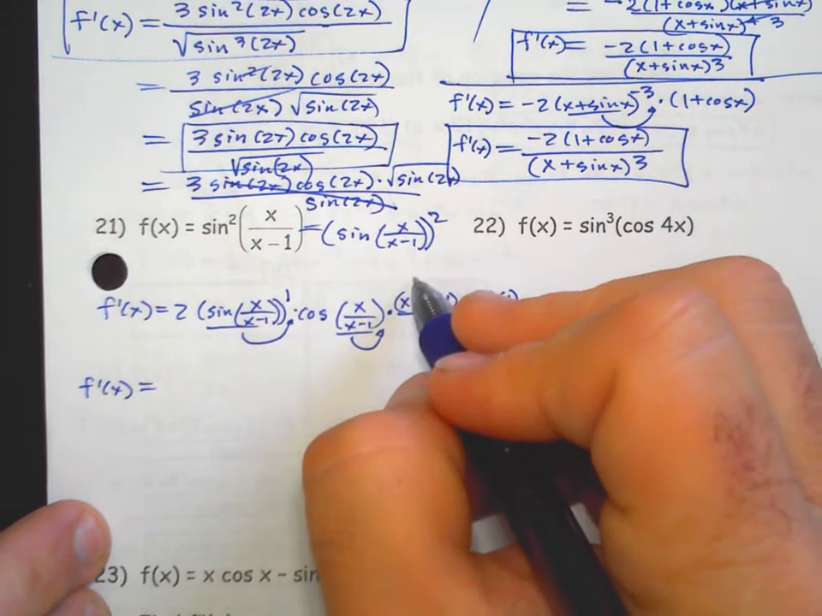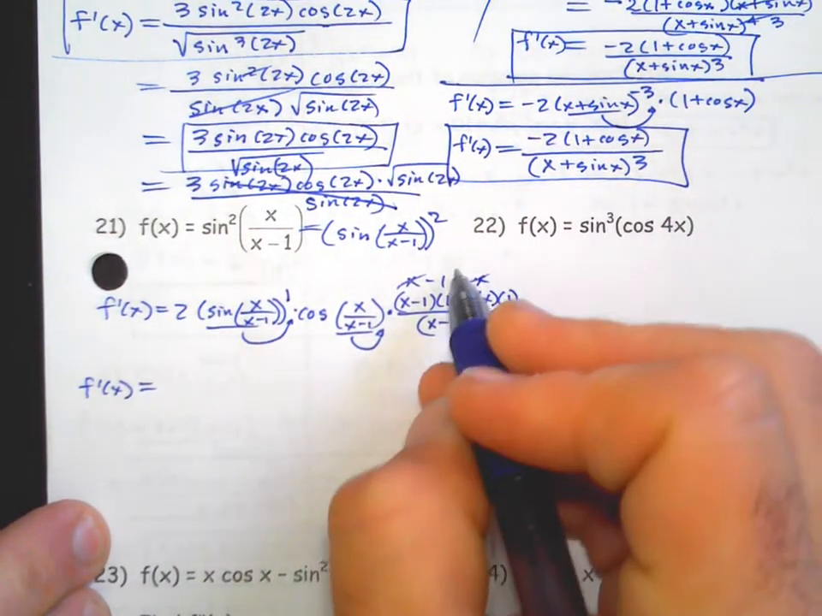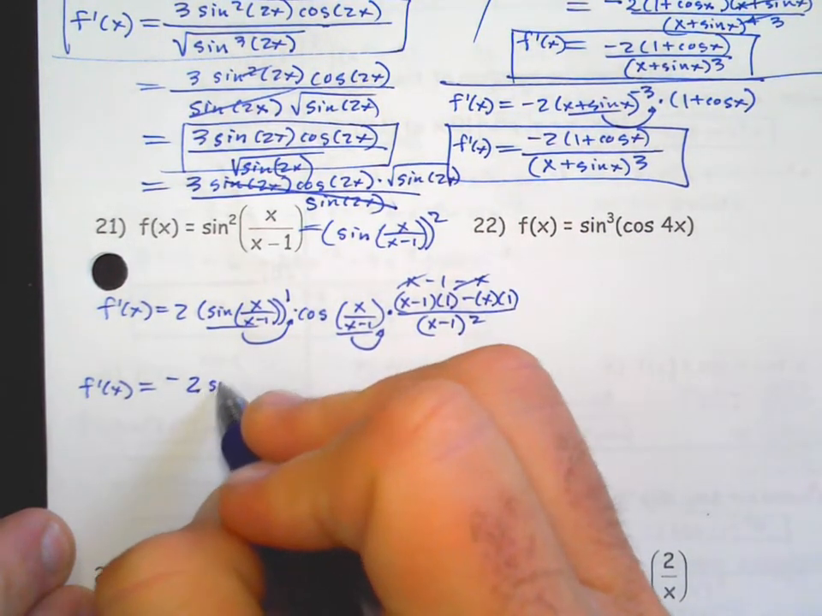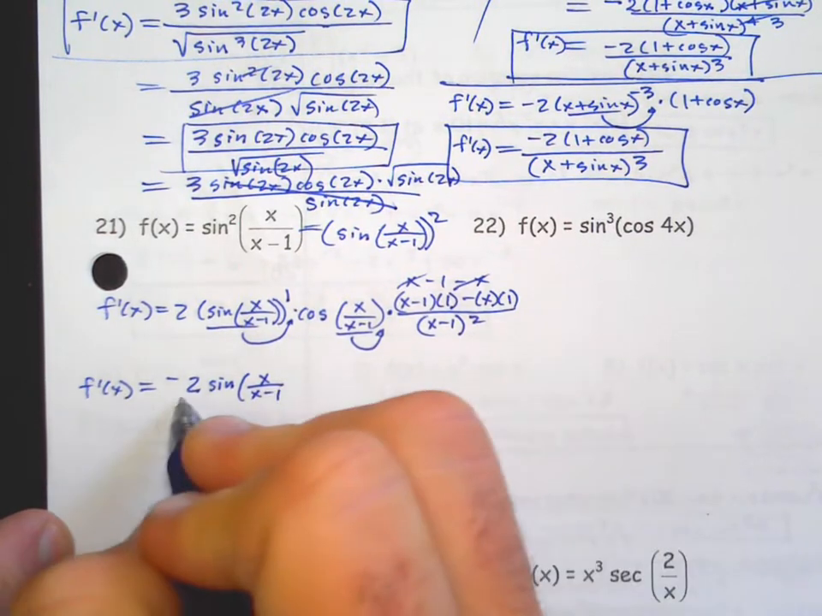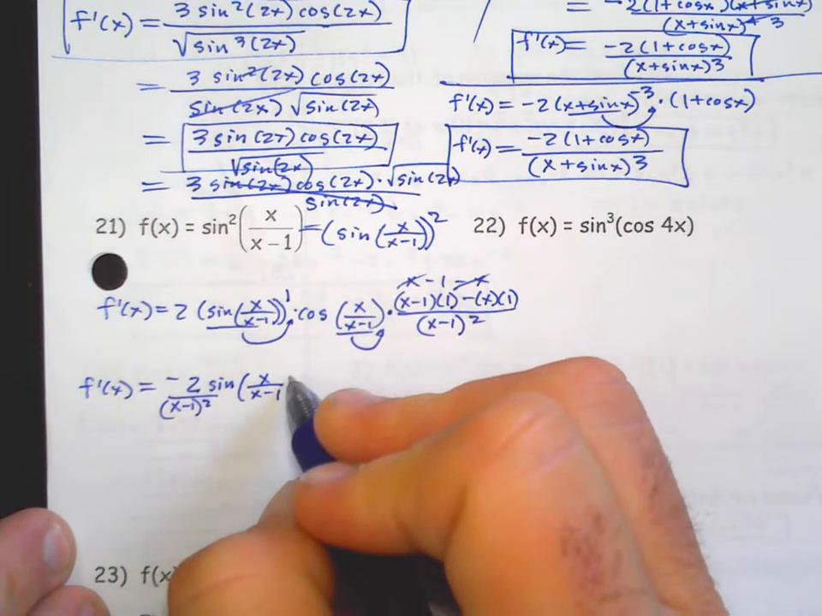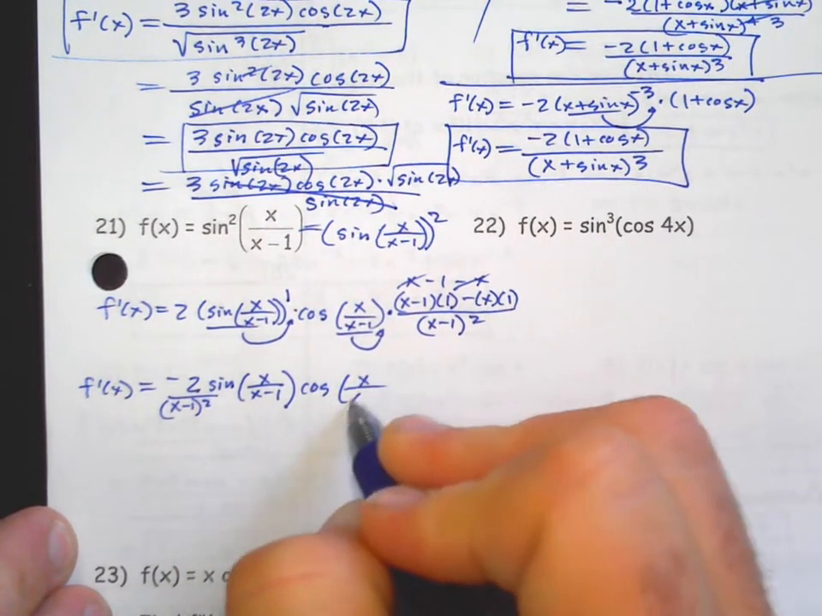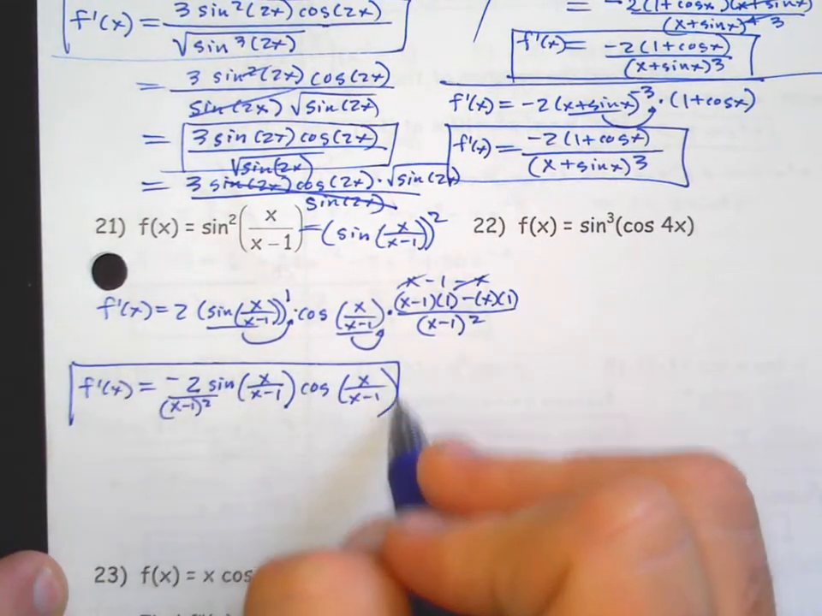I mean, this is going to be x minus 1 minus x, so the x's cancel, and there's a negative, so it's going to be negative 2 sine x over x minus 1, negative 2 over x minus 1 squared, sine x over x minus 1, cosine x over x minus 1, something like that. Seems good.